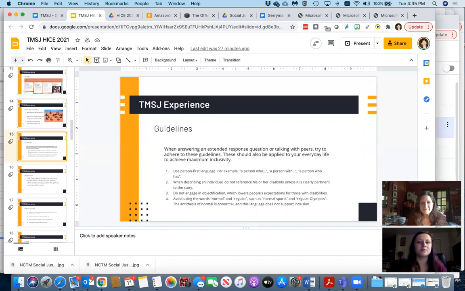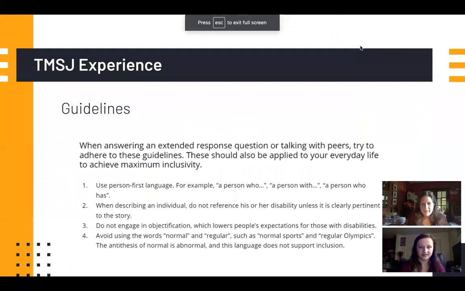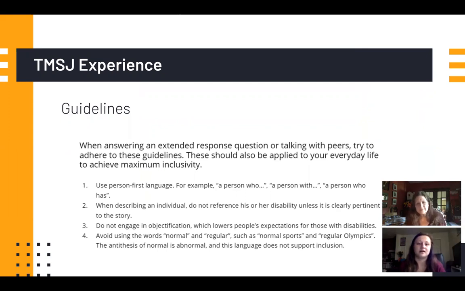All right, so before we dove too deep into our topic of the Paralympics, we wanted to make sure that we set a few clear guidelines to make sure that we are including everyone and talking about everyone respectfully. My favorite one that I actually had to remind people a few times of is the people first language. For example, you would say a person who, a person with, a person who has a disability.